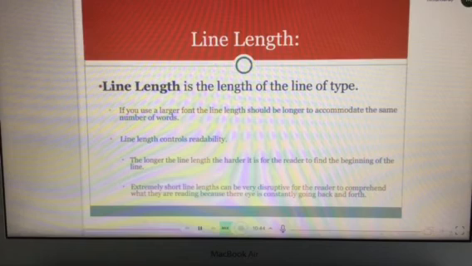Please be sure to go back through your worksheet and make sure that all of the questions have been answered about typography.